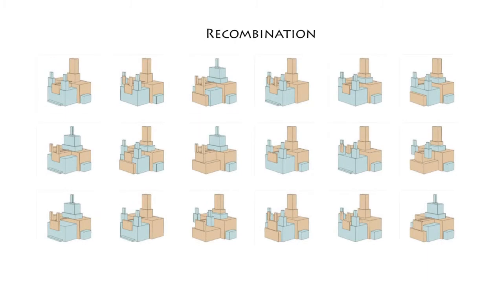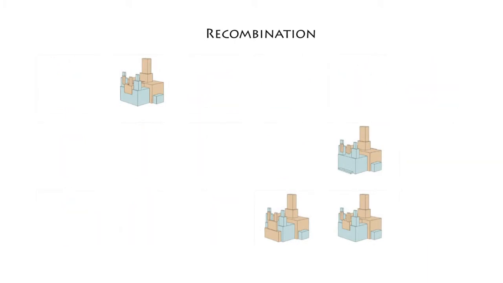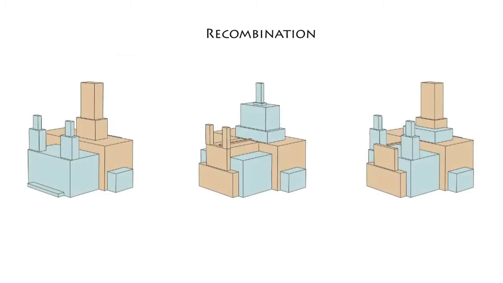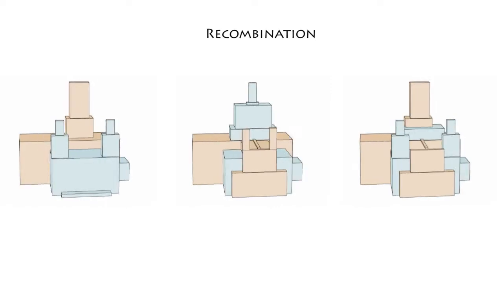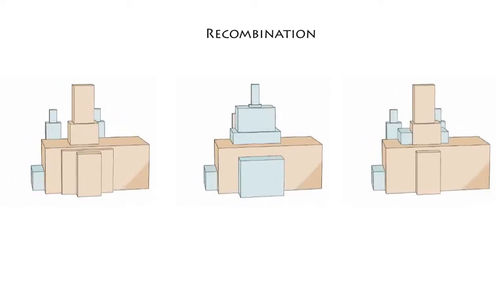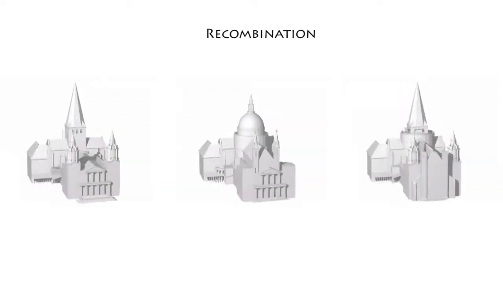Here we show some of the highly ranked combinations. Some of these combinations are similar, so we only keep the distinctive ones. Some of the kept combinations are shown here. The final output model is produced by stitching together the meshes contained in each block.